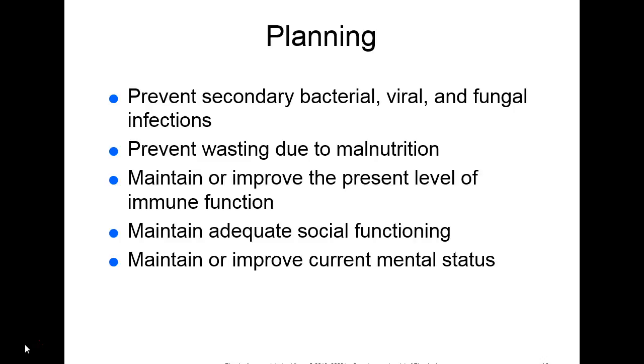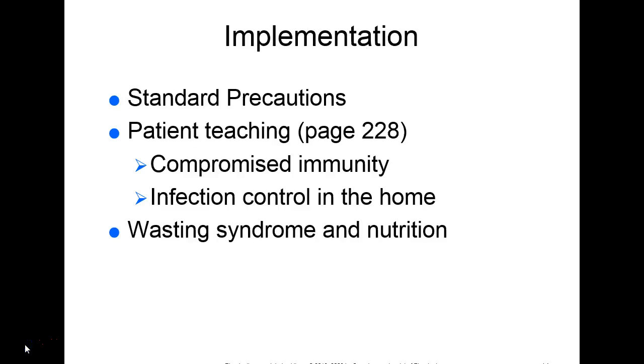Planning for our patient with HIV, we would plan to prevent secondary bacterial, viral, and fungus infections. We would prevent wasting due to malnutrition. We would try to maintain or improve the present level of the immune function, maintain adequate social functioning, and seek to maintain or improve current mental status. So in our plan, we would, of course, implement standard precautions to prevent spread of the disease. We would institute patient teaching.